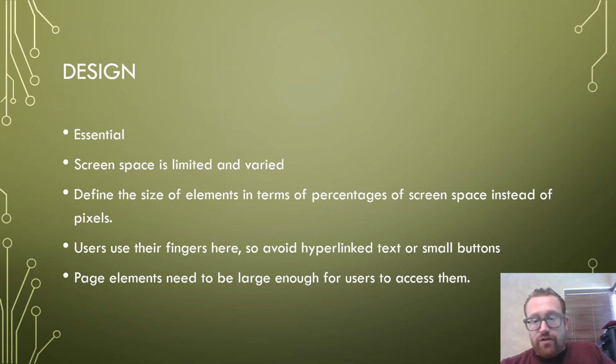Users use their fingers for mobile devices, so you want to avoid hyperlink text that's really small or small buttons. The mouse on a regular computer is a little bit bigger and you have a little bit more size to manipulate and pick things. Page elements need to be large enough for users to access them. Okay, so that's another thing. They're using their fingers to click on or tap on the different parts of your page. So you want to make sure that they're able to do so easily, otherwise you're going to lose them.